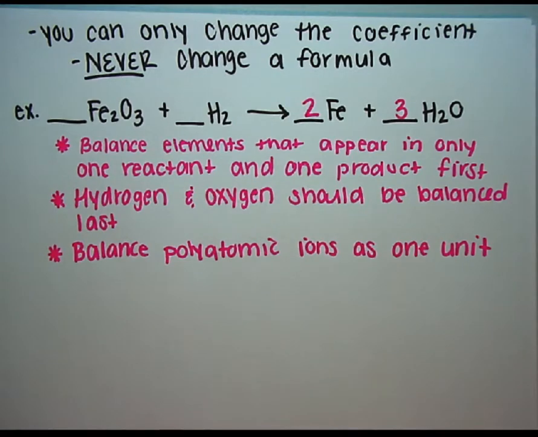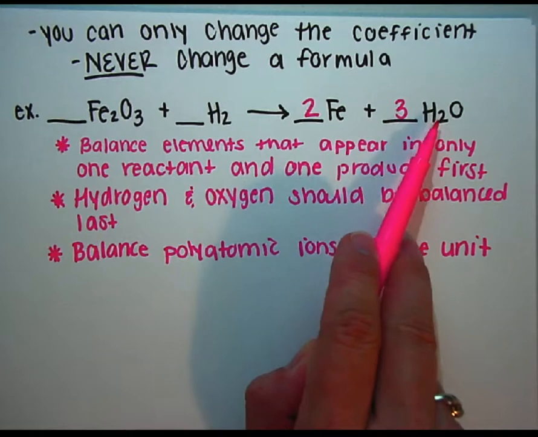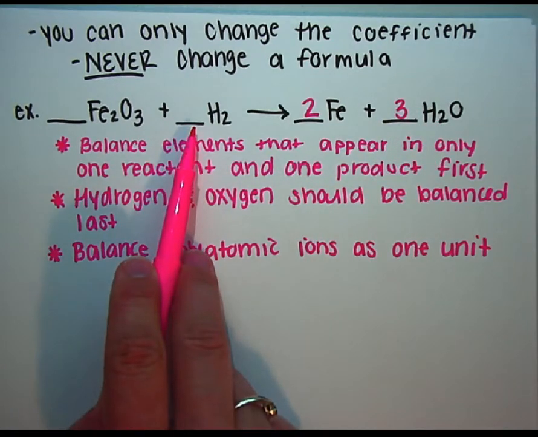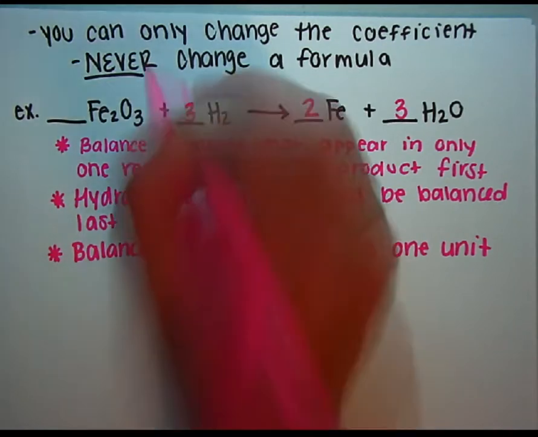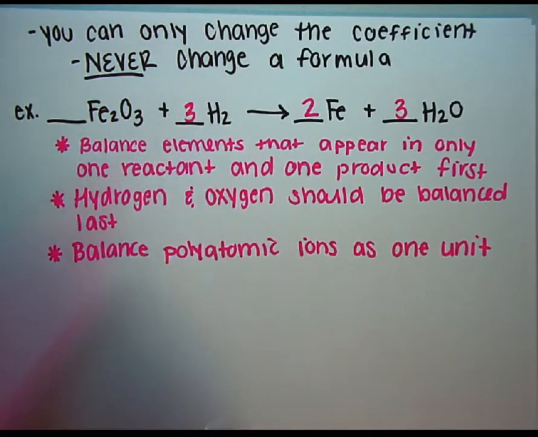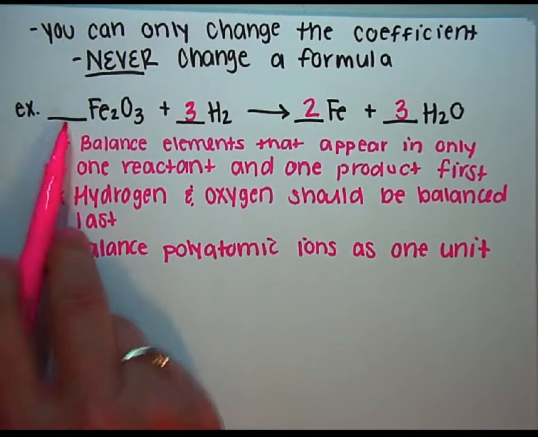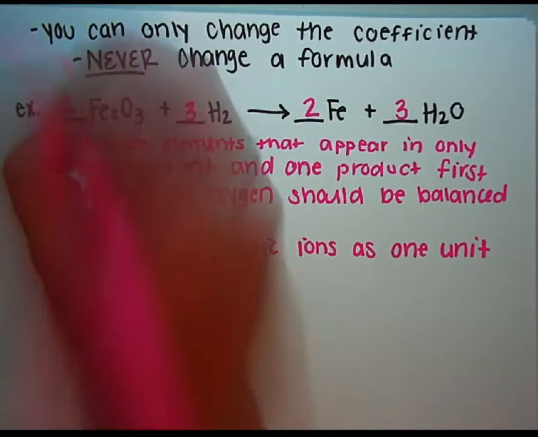Last up is hydrogen. Coefficient multiplies in, so I now have 6 hydrogens. Over here I need 6 hydrogens. I have 2 of them. So I can add a coefficient of 3. 3 times 2 gives me 6 hydrogens. You could either leave this blank or you can add a number 1.